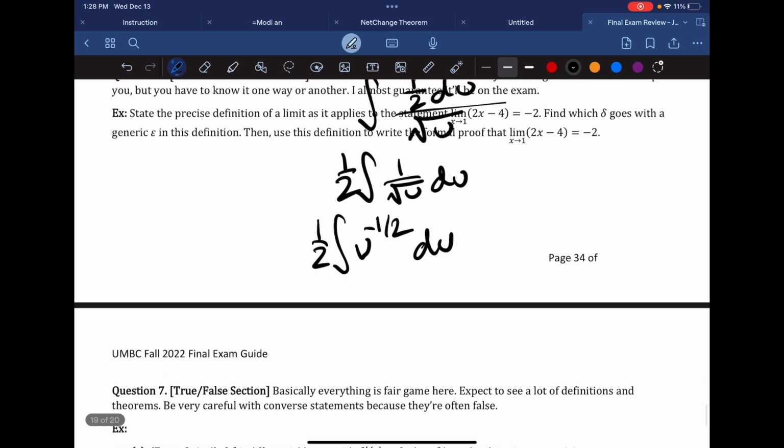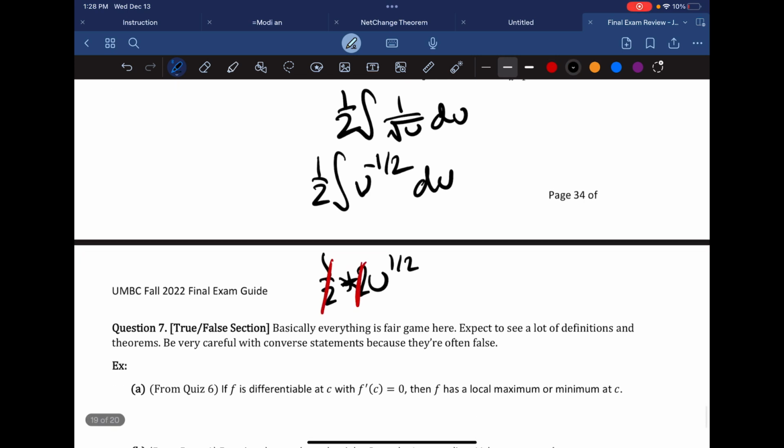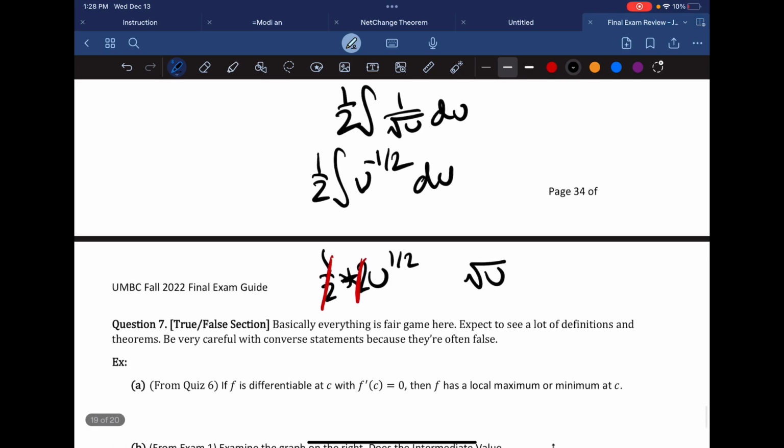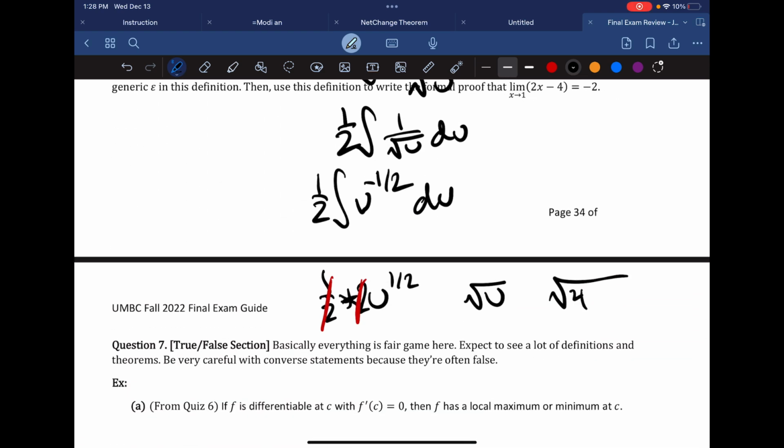And then when we do that, we add 1 to the power. So we get 1/2, and then we divide by that power. Dividing by 1/2 is the same thing as multiplying by 2. And then this 1/2 cancels with this 2. So we're just left with the square root of u. So the answer is the square root of, and then we plug back in for u, obviously, 4x squared minus 6x. And that is the answer that we're going to get for this problem.